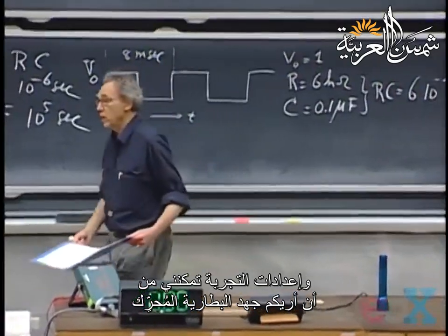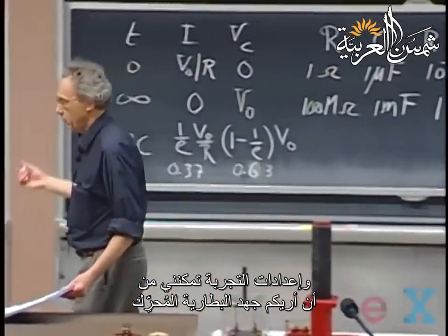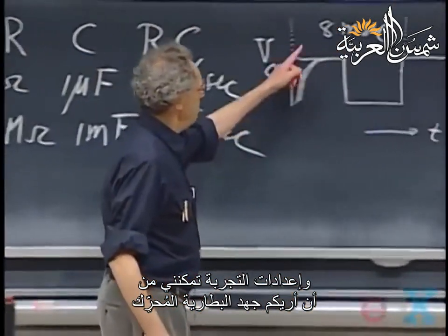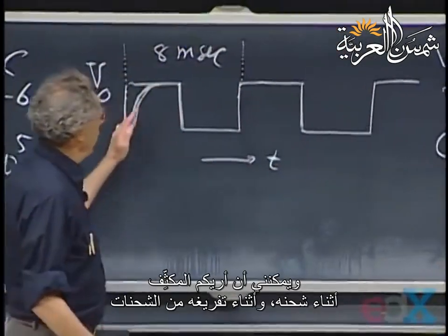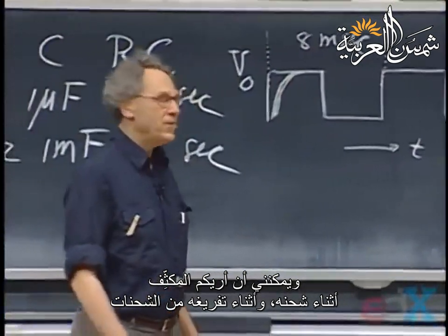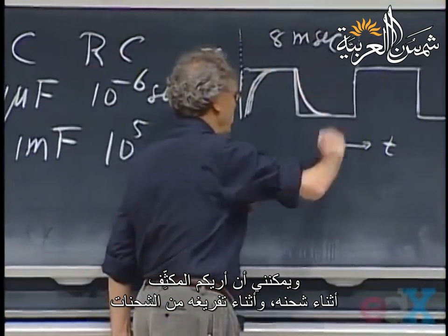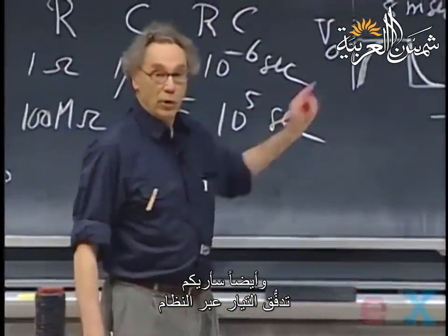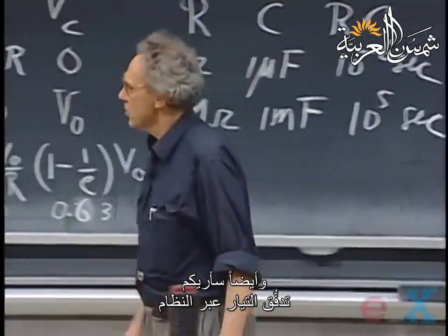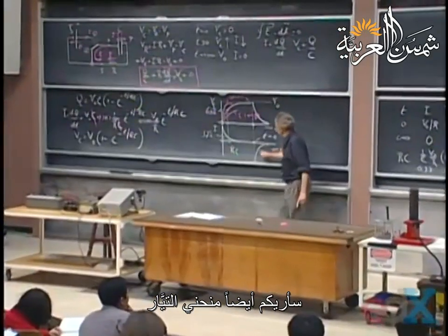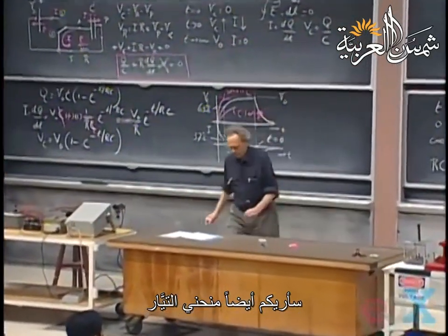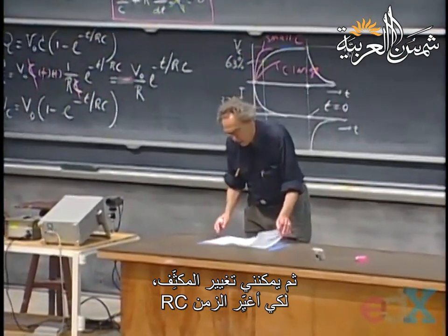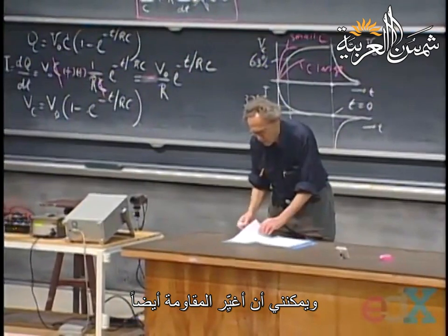And my setup is such that I can show you the input, the driving voltage of the battery. I can show you this. I can show you then how the capacitor is charged and how the capacitor is discharged with the time constant RC, and also how the current goes through the system. So I can show you also this curve. And then I can change the capacitor so that the RC time changes. I can also change the resistance.